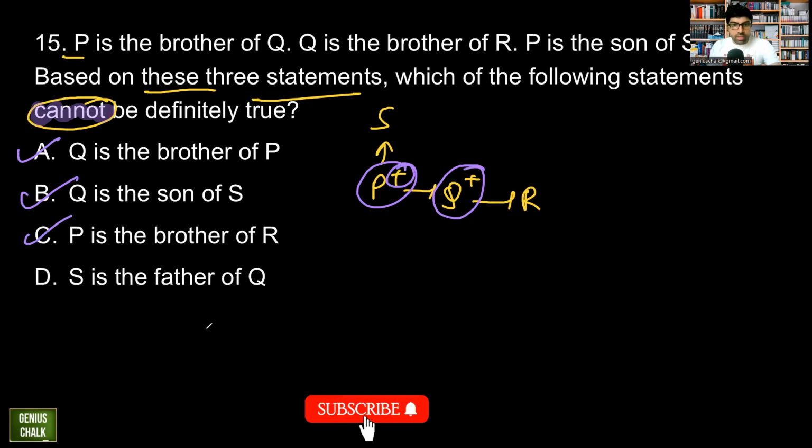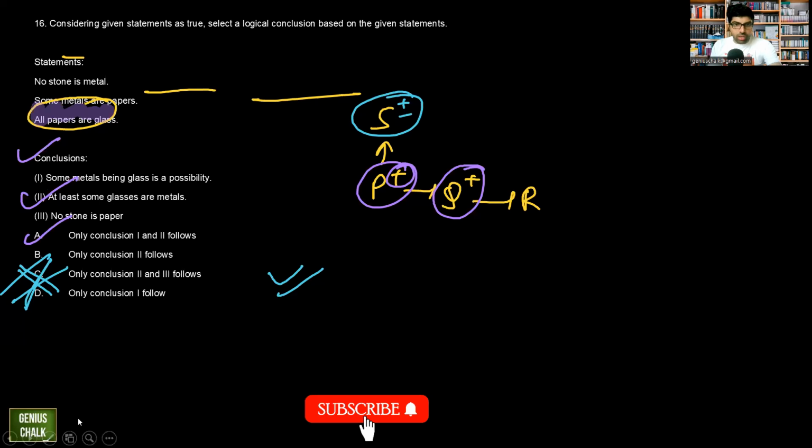S is the father of Q. It is not clear. Why? Because S could be mother, S could be father. We don't know the actual gender of this parent. So the right answer has to be that this cannot be true. So this is my right answer. That is option D. Okay.